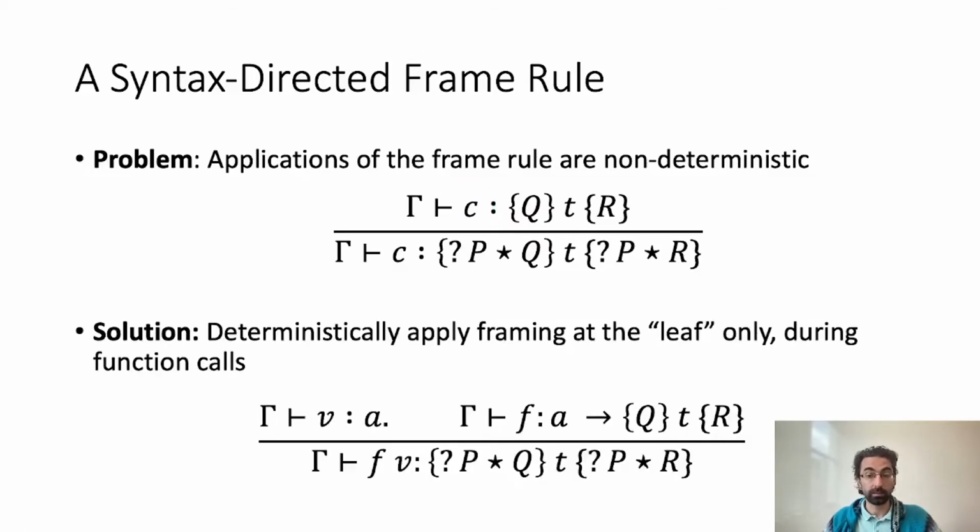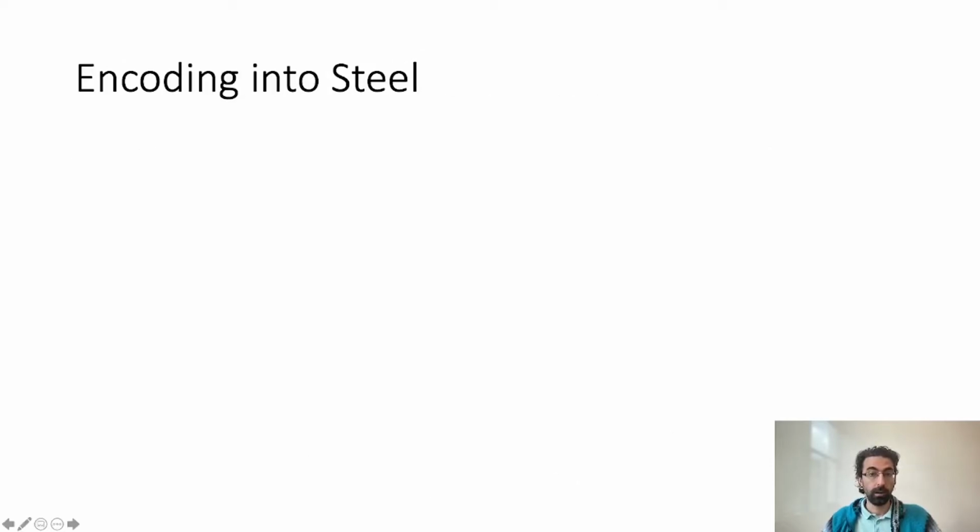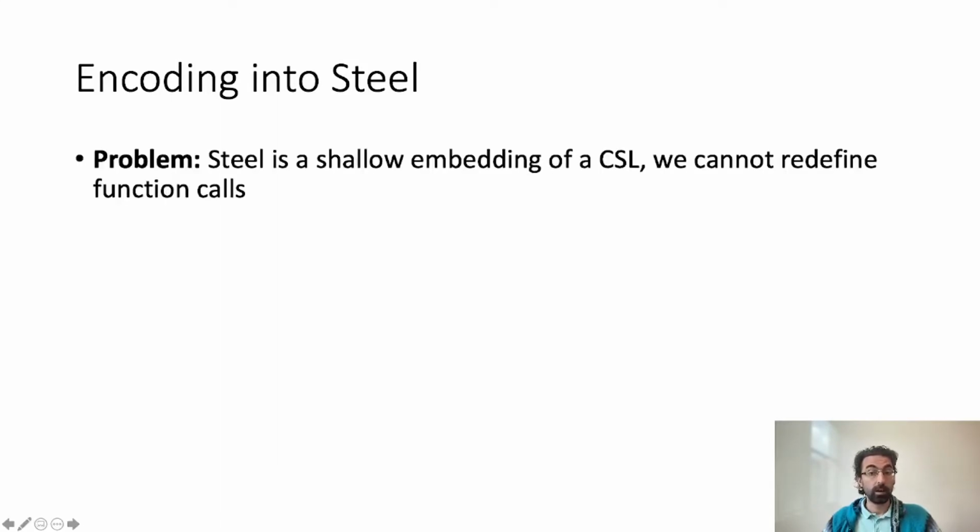And the way we do it is by making it syntax-directed, applying it exclusively at function calls. And you can see that, compared to the version above, here the conclusion of the rule does not contain a generic command anymore. It limits its application to function calls only. Unfortunately, directly encoding this syntax-directed rule into F-star is not possible. And the reason is that we are working with a shallow embedding of a CSL, which means that we reuse the F-star syntax and typing rules and cannot redefine function calls, for instance.